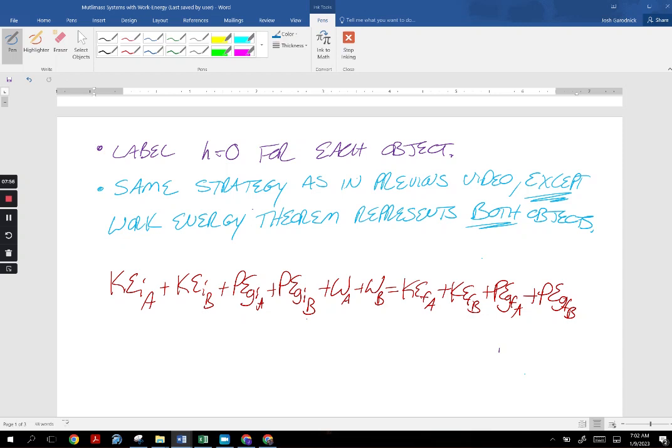And then once you do that, it's the same strategy as in the previous work energy stuff, except that the work energy theorem should represent both objects. That means you have 2 kinetic energies, 2 potential energies for both initial and final. And you could see that right here. I mean, this is just one giant equation. Remember that if one is moving, the other is moving. If one is at rest, the other is at rest. So that kind of helps. And that's about it. There's not much more to say about this.